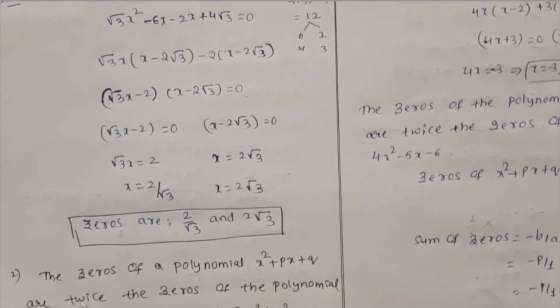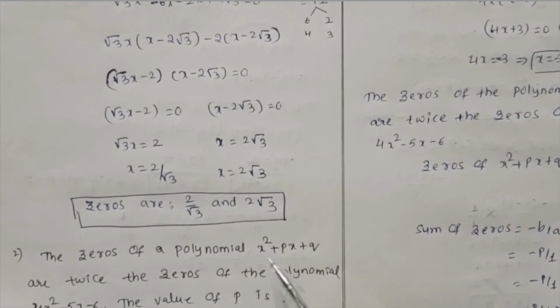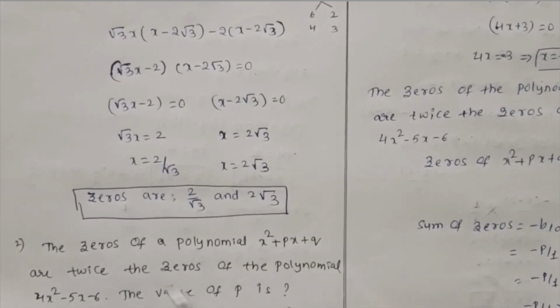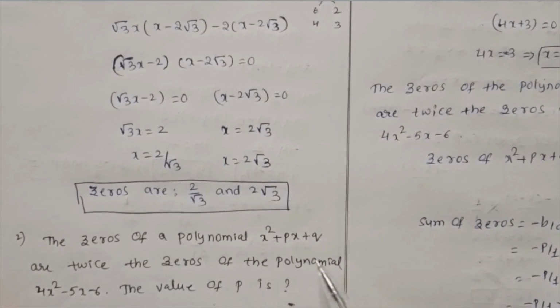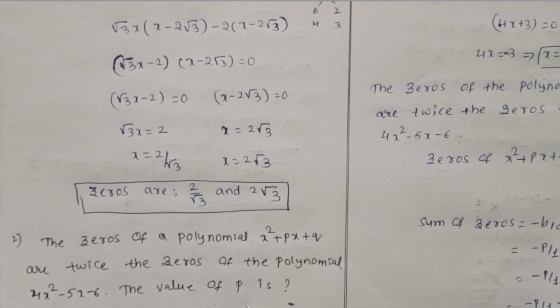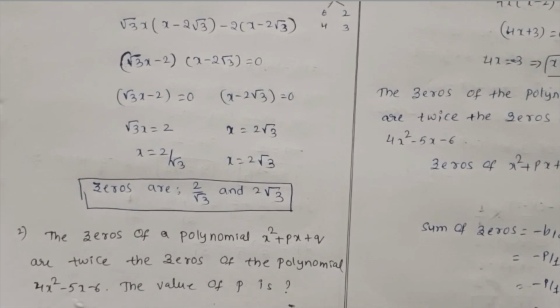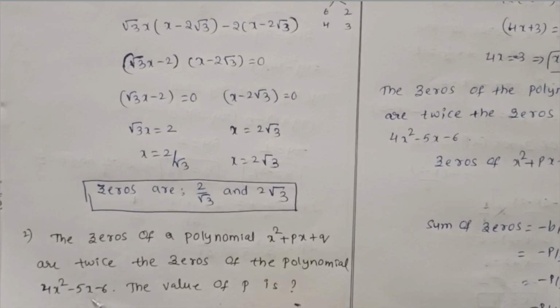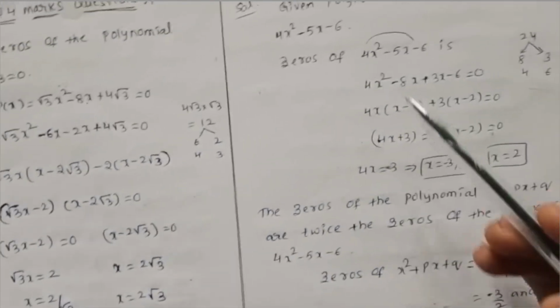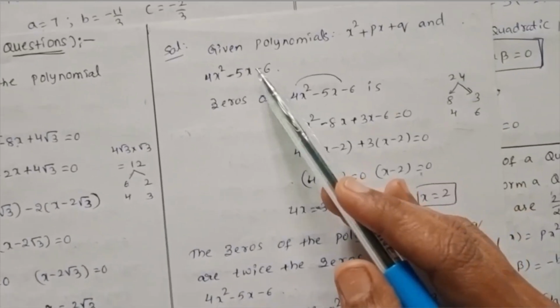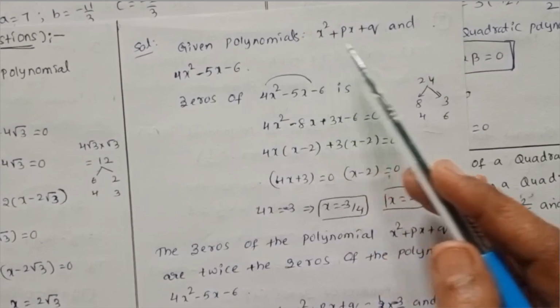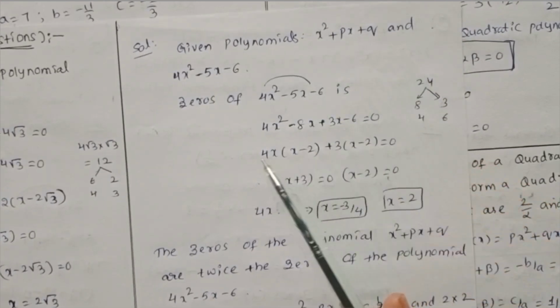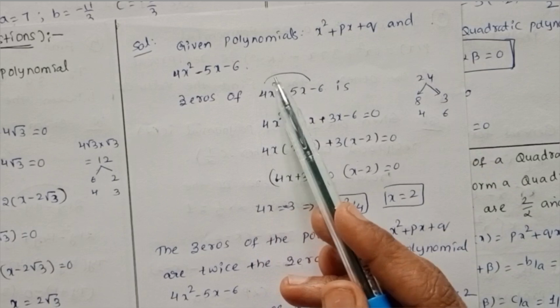Next question. The zeros of a polynomial x square plus px plus q are twice the zeros of the polynomial 4x square minus 5x minus 6. Find the value of p. Here to find the value of p, first find the zeros of the polynomial 4x square minus 5x minus 6. Here is the solution. The given polynomials are x square plus px plus q and 4x square minus 5x minus 6.